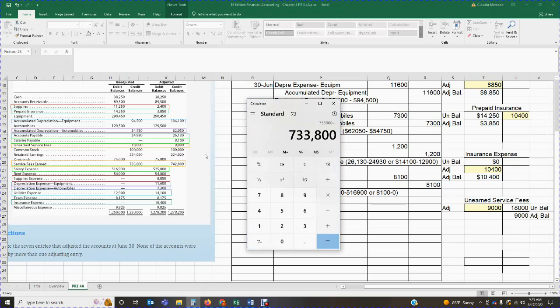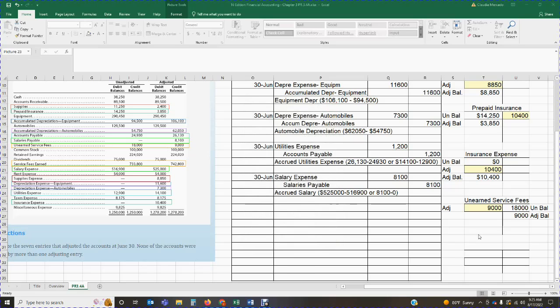And you ended up with $742,800. So your revenues increased by $9,000. Okay, $9,000. So service fees earned. This is a revenue account. The normal balance of a revenue account is a credit. Look at the credit balance.